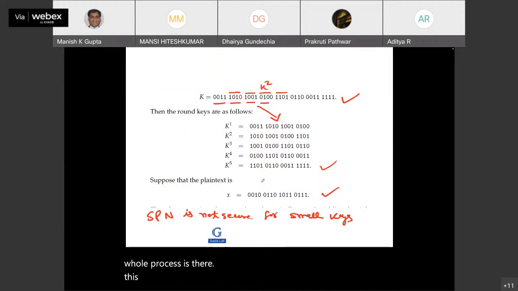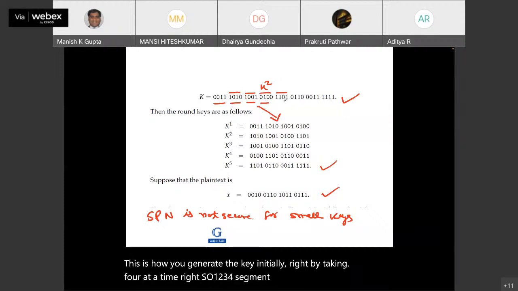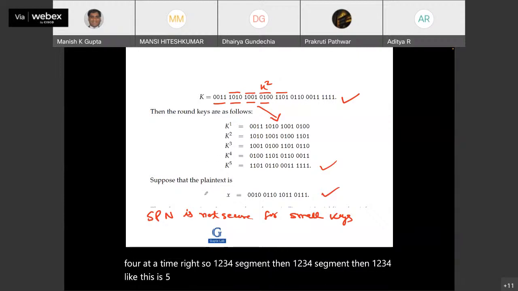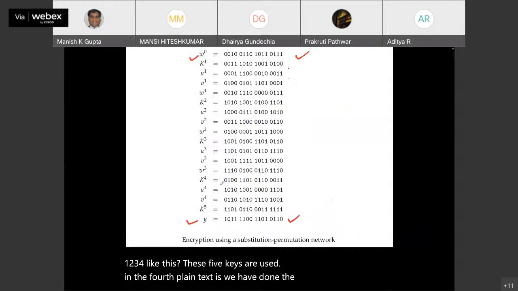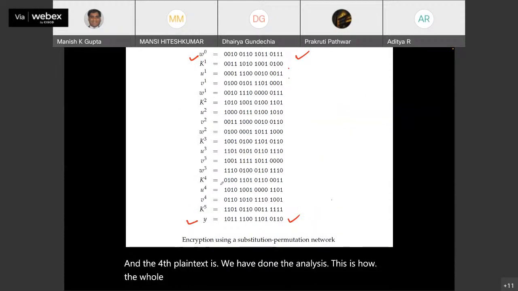This is how you generate the key initially, by taking four bits at a time: the 1 2 3 4 segment, then another 1 2 3 4 segment, and so on. These five keys are used. For the plain text, we have done the analysis. This is how the whole thing works, starting from the plain text at the top and finally getting the ciphertext.